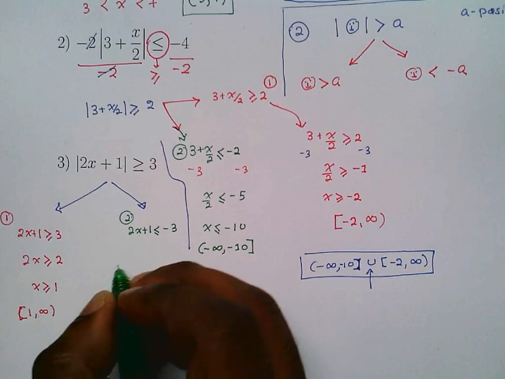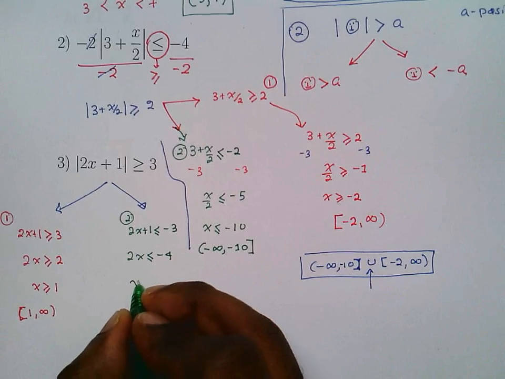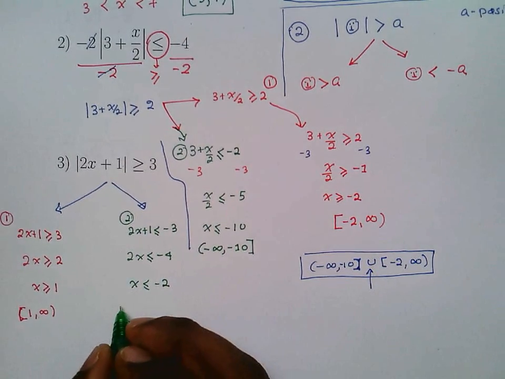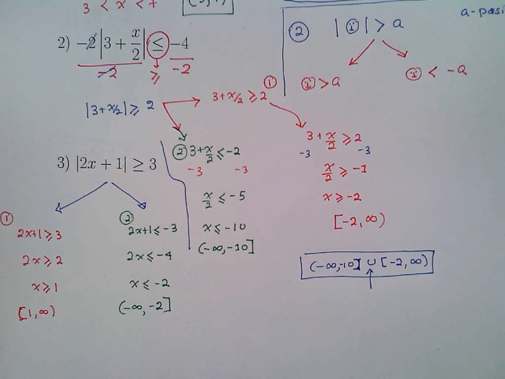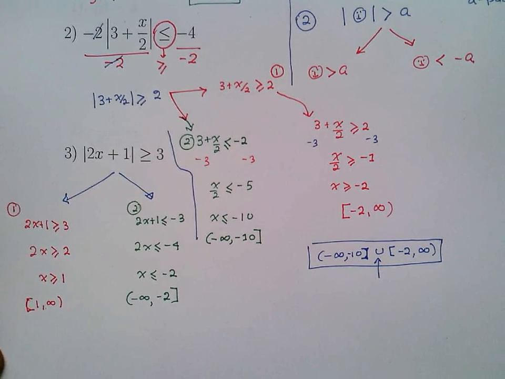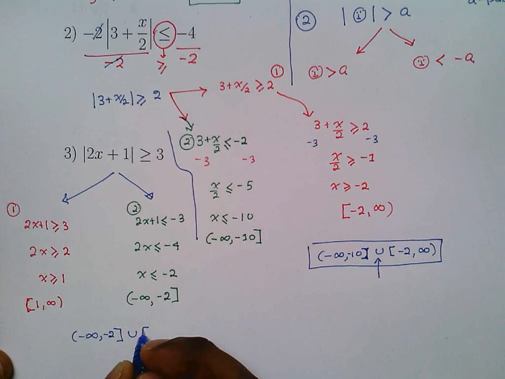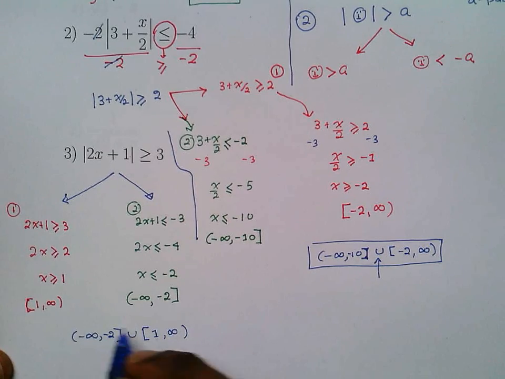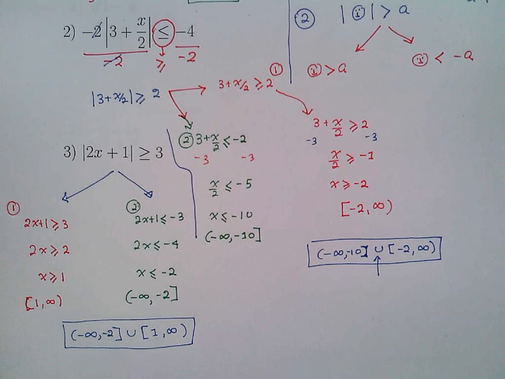Let's do inequality number 2. Subtract 1, 2x less than or equal to negative 4. Divide by 2, x is less than or equal to negative 2. Less than or equal, so that would be negative infinity up to negative 2. In order to write the final answer, you will combine them using a union. So negative infinity to negative 2 union 1 to infinity. Is it wrong when you write 1 to infinity union negative infinity to negative 2? No, you're not wrong. This is just the conventional way of writing it.